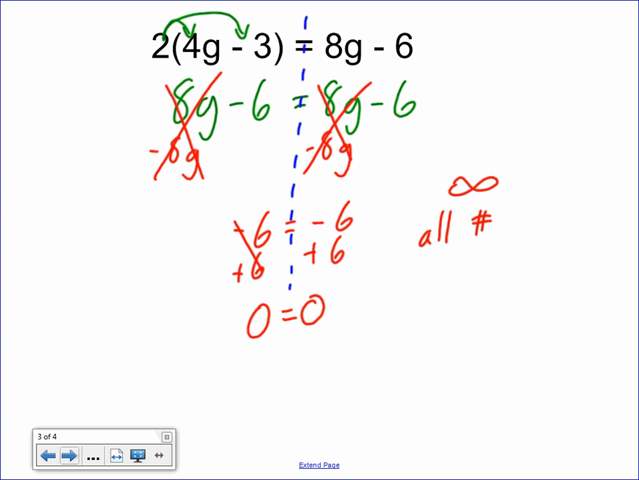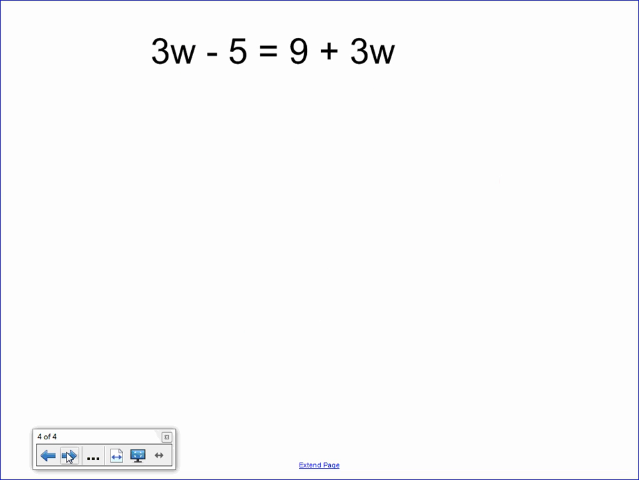So all numbers will work for g. It doesn't matter what you plug in for g, you're going to end up getting the same exact thing on both sides. You could try that here, pick a few numbers and plug them in and see how that works.